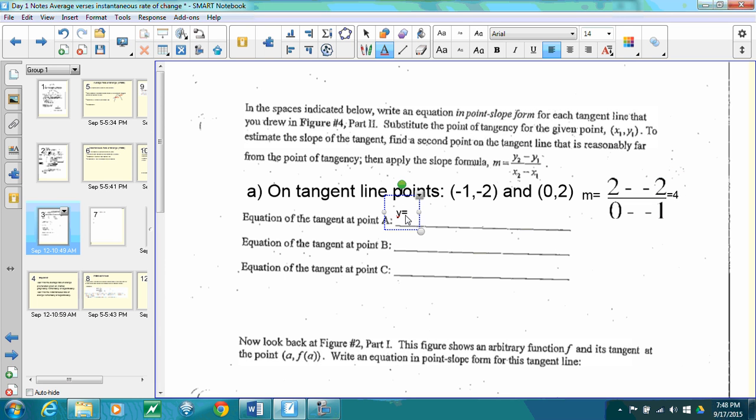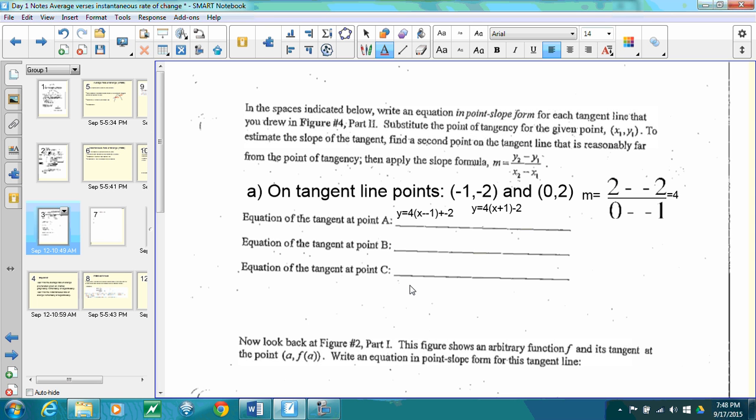So I'm going to do y equals my slope, which is m, and then you do x minus x1. We're going to use point A, which was -1, and then plus y2, which is -2. If I fix it up a little bit, I get y equals 4 times x plus 1, and then -2. And you're going to do the exact same thing for B and C.